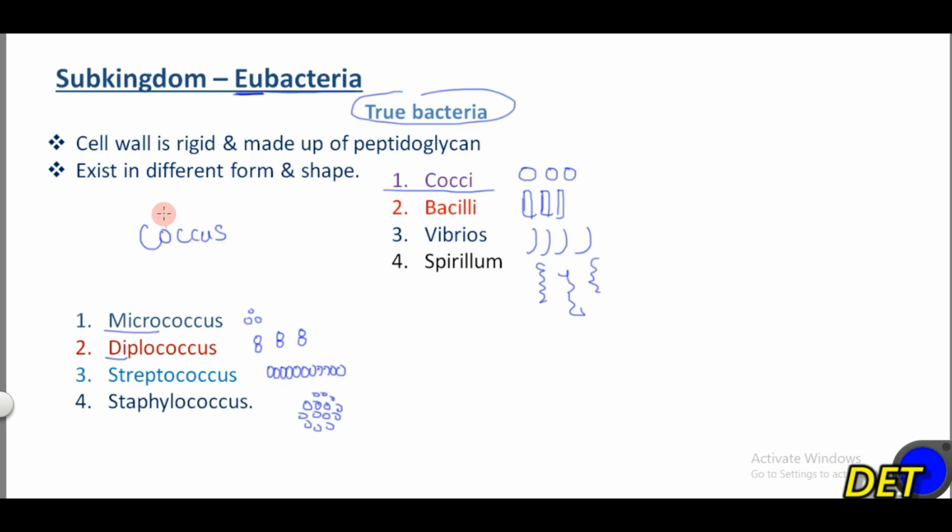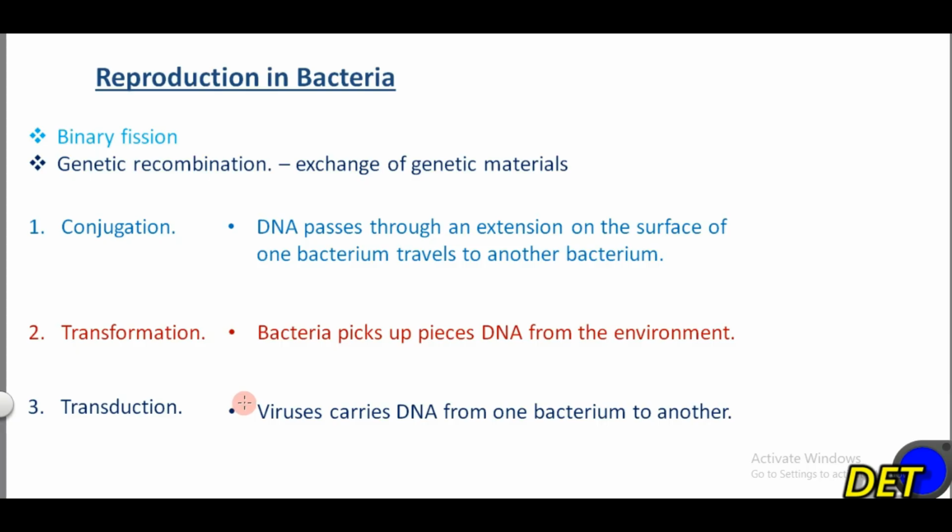So the word coccus is singular, cocci is plural, right? So micrococcus, diplococcus, streptococcus, staphylococcus. Plural will be micrococci, diplococci, streptococci, then staphylococci. So the last thing that we're going to look at in this lecture is reproduction in bacteria.